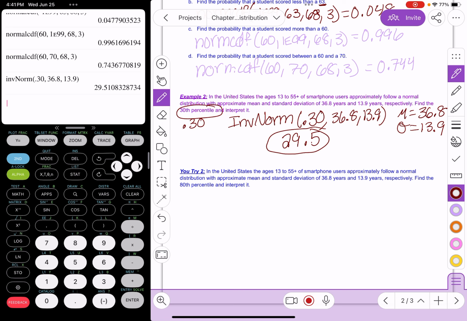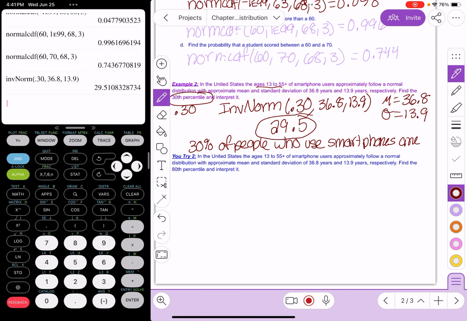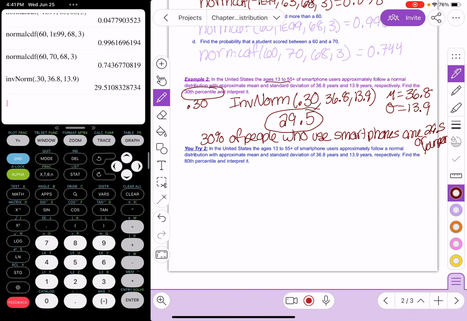So 30th percentile, and then we're talking about ages. So 30% of people who use smartphones are, and then percentiles mean they're that age or less. So are 29.5 or younger. So that's how you interpret a percentile. So pause the video and do the you try too.